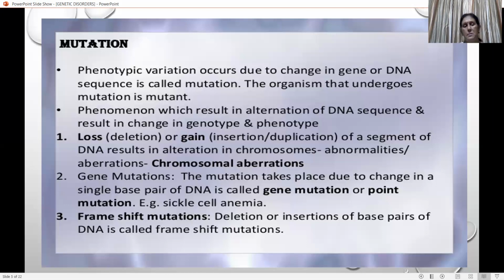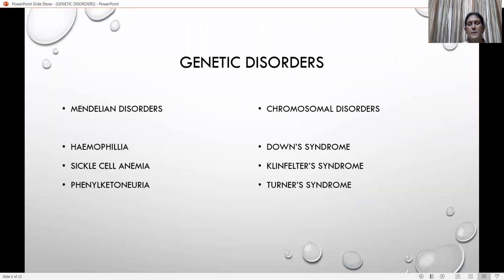So these are the basic causes of genetic disorders. First one is basically mutation, and why it is caused: abnormalities due to chromosomal aberration. The second is due to gene mutation or point mutation, and third one is the frame shift mutation. So what are the types of genetic disorders? We basically divide genetic disorders into two parts. First one is Mendelian disorders, and second one is chromosomal disorders.